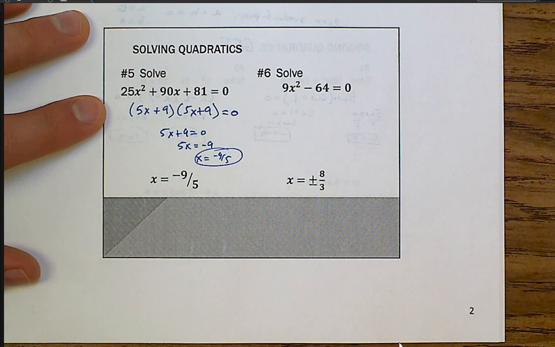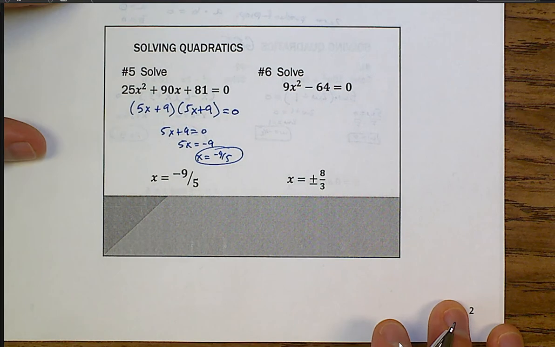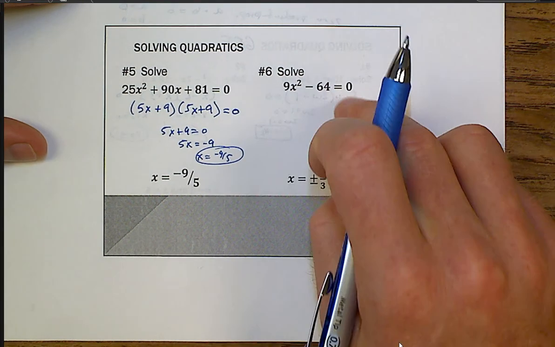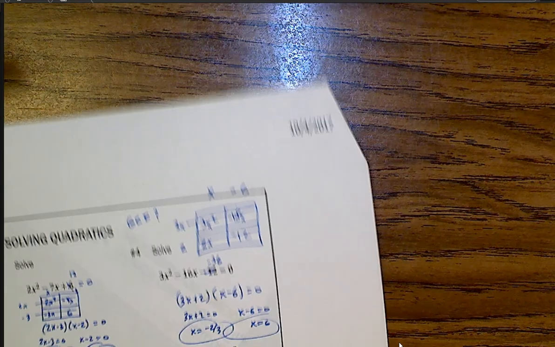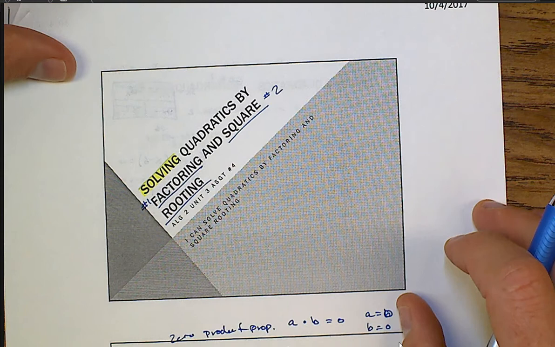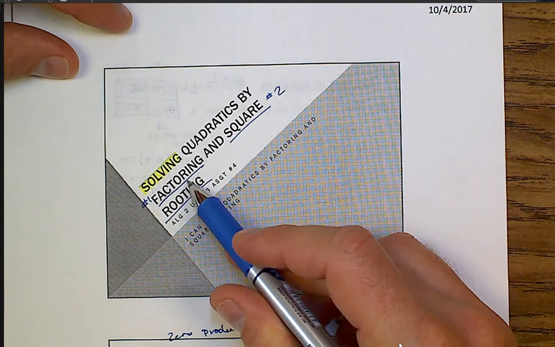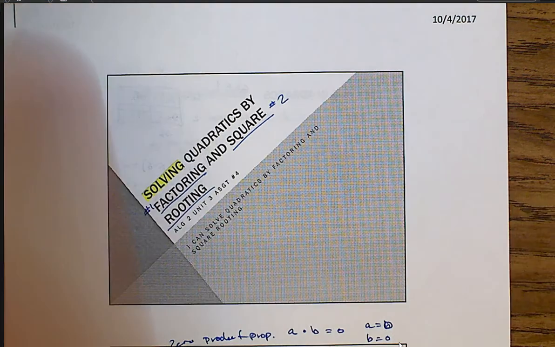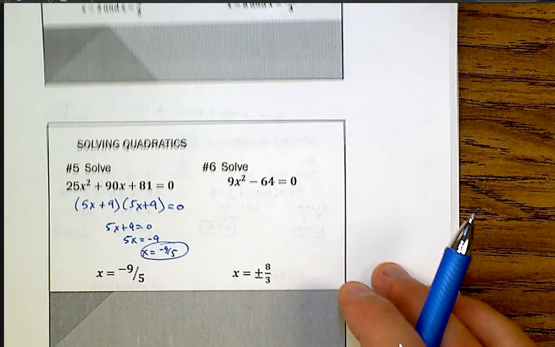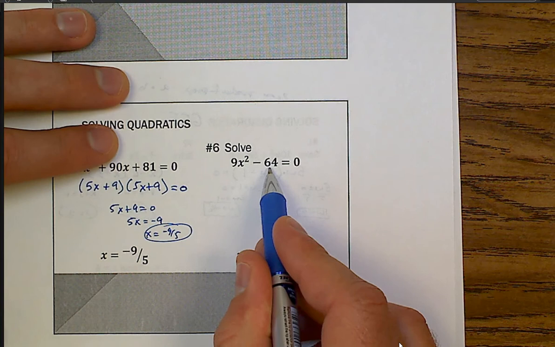Okay? Now, if you remember at the very beginning of the lesson, and I'll go there real quick for you, we said we were going to solve quadratics by 2 methods, factoring, and that's what we've done so far, and then square rooting. And I said on some problems you can do either one. So like on this example here, I'm going to show you both ways.